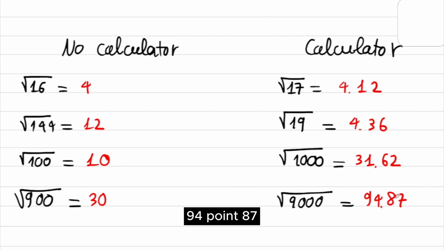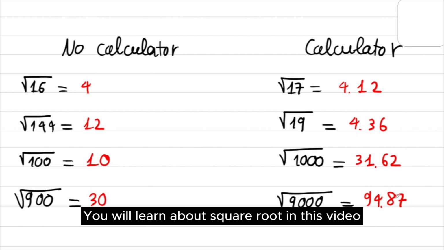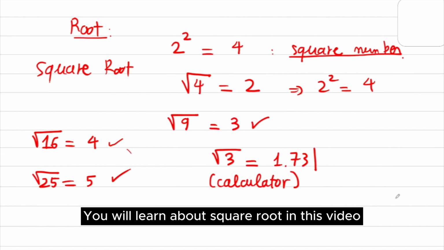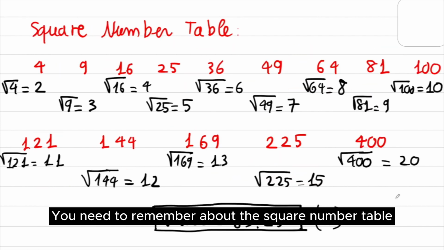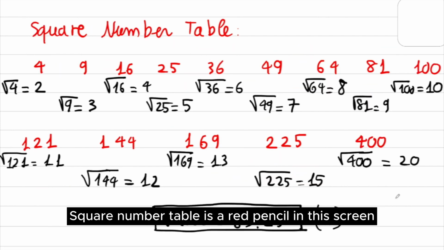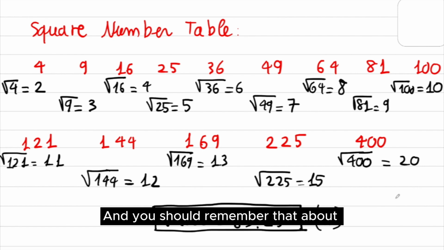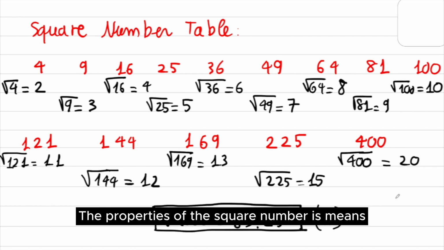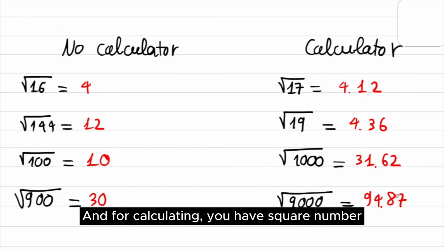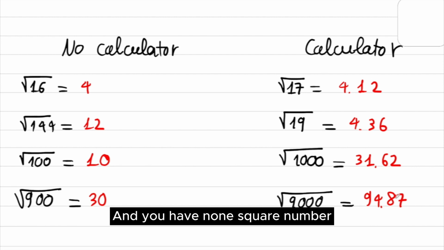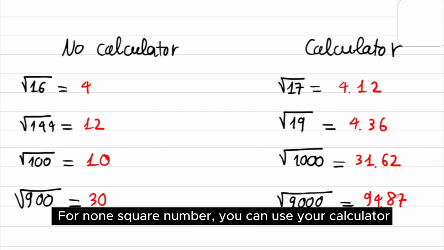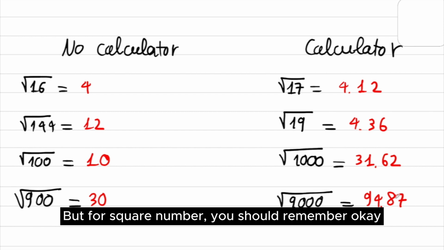Okay, so remember about roots: in this video you learned about the square root. When you learn about the square root, you need to remember the square number table, shown in red pencil on this screen. You should remember the properties of square numbers. It means when you take the square root of a square number, you will have an integer as the result. For calculating, you have square numbers and non-square numbers. For non-square numbers, you can use your calculator, but for square numbers, you should remember.